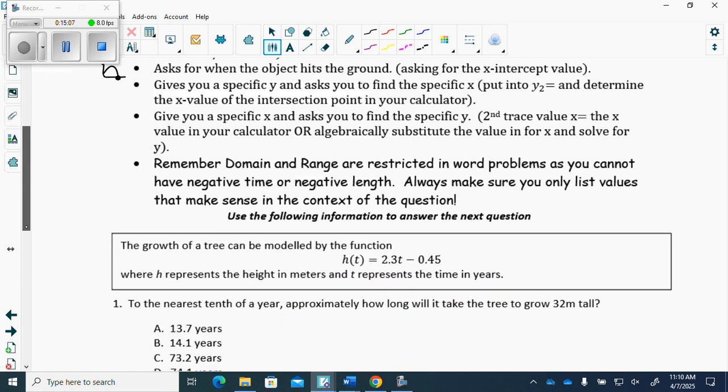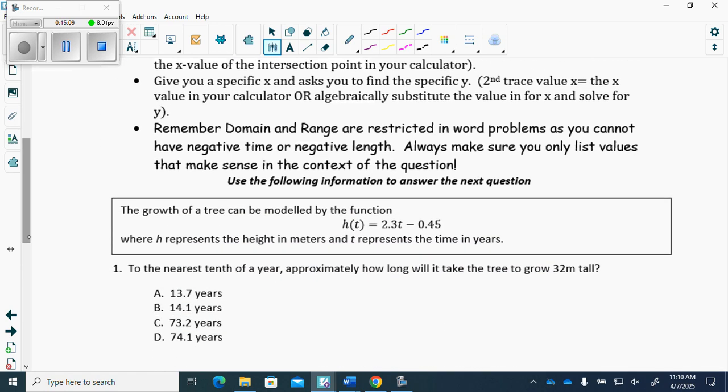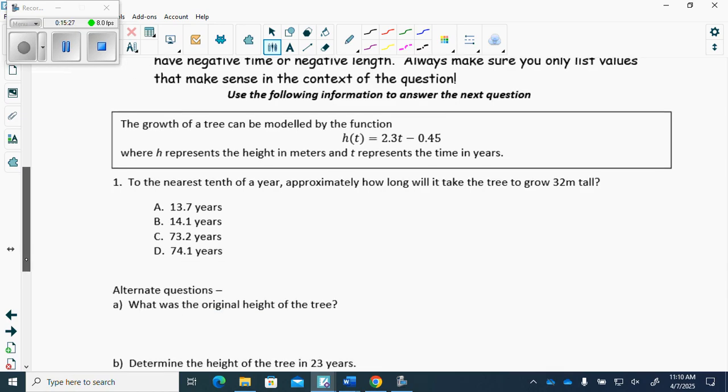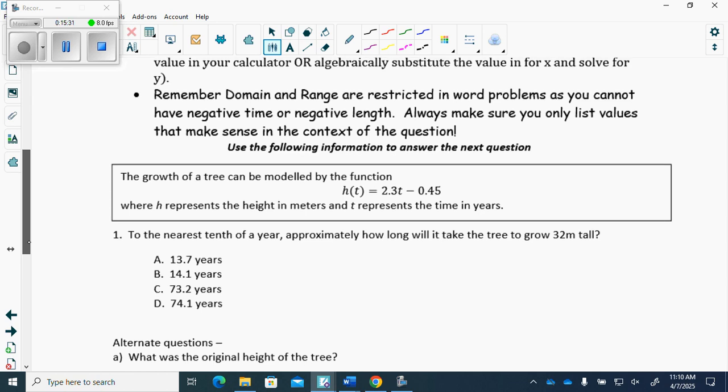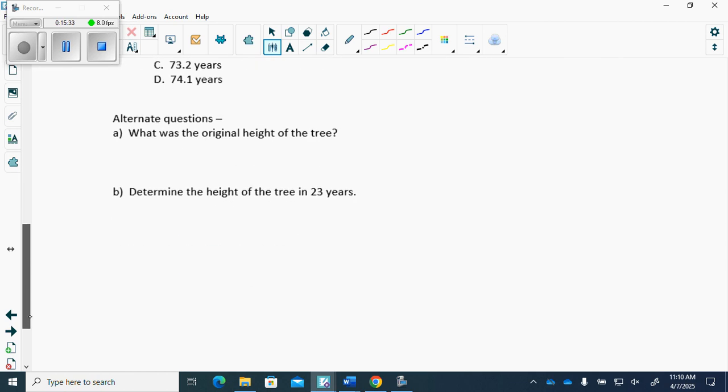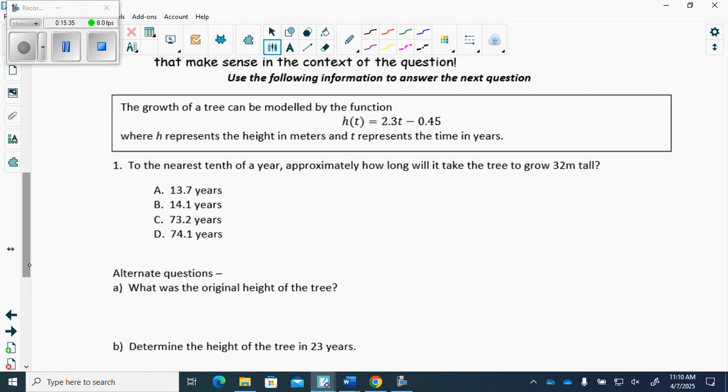So here's an example. The growth of a tree can be modeled by this function. So now they gave me the equation. They didn't make me find it, correct? What type of equation is this? Linear. So where h represents the height in meters and t represents time in years. So we're going to answer alternate questions on this. So I want you guys to type this one into your calculator and see if you can answer these questions. Go.